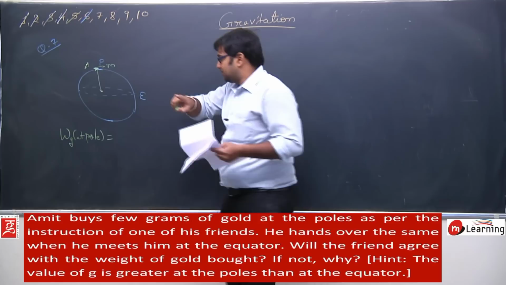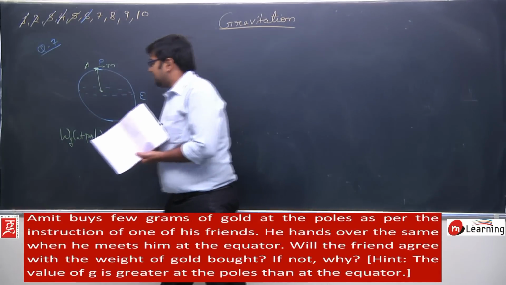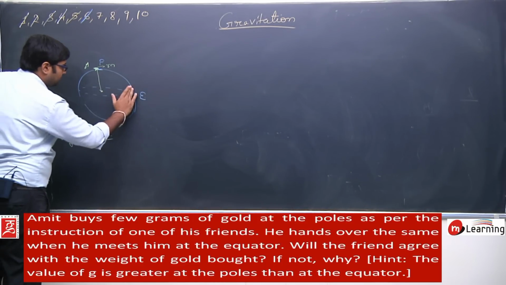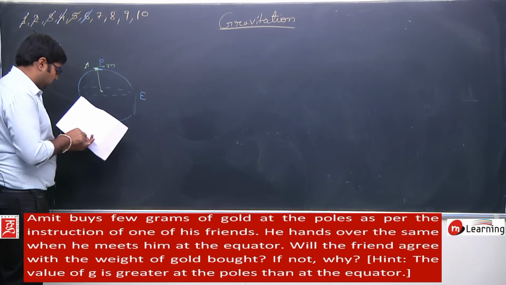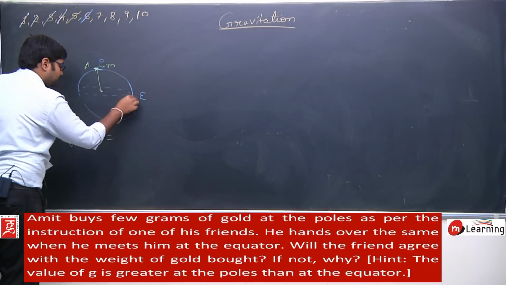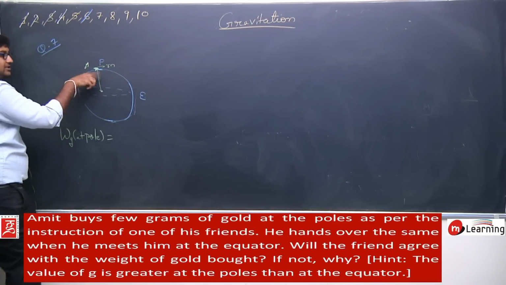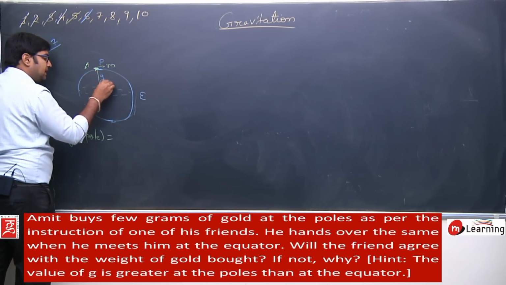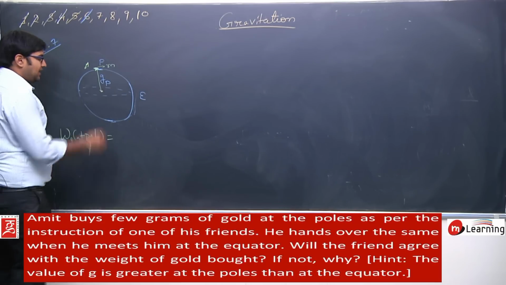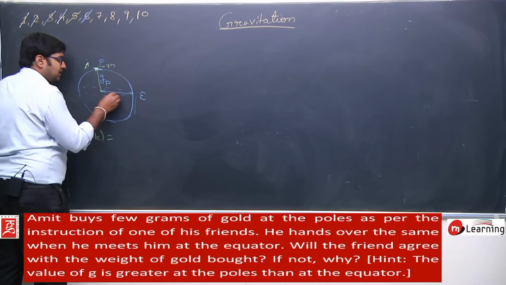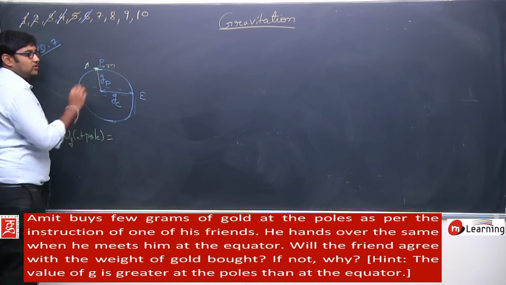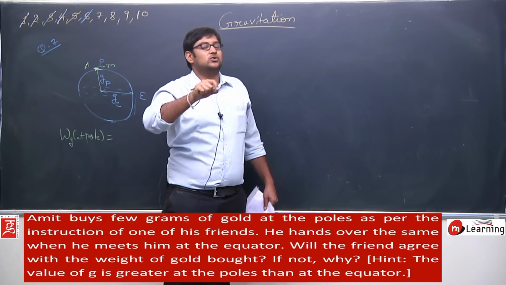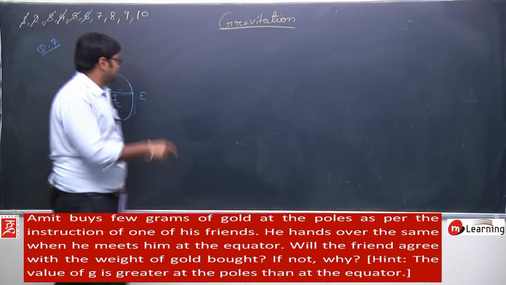We have learned this concept. So what I mean to say is, here I have to consider the situation that at the poles the acceleration due to gravity is more. Let's say Gp is the acceleration due to gravity at the poles, and at the equator, let's say this is Ge. So acceleration due to gravity at the equator is less. Why? Because the poles are closer to the center of the earth compared to the equator.